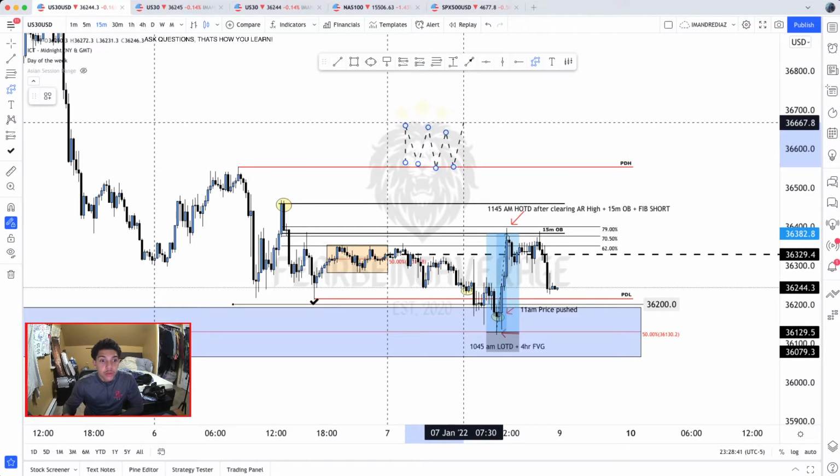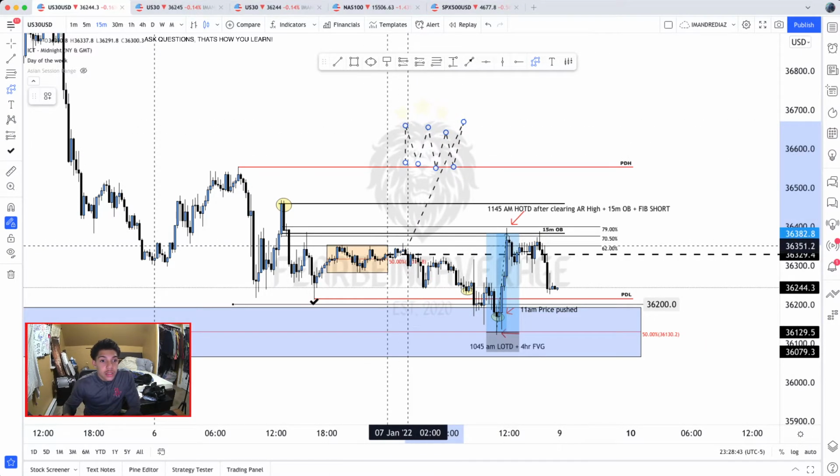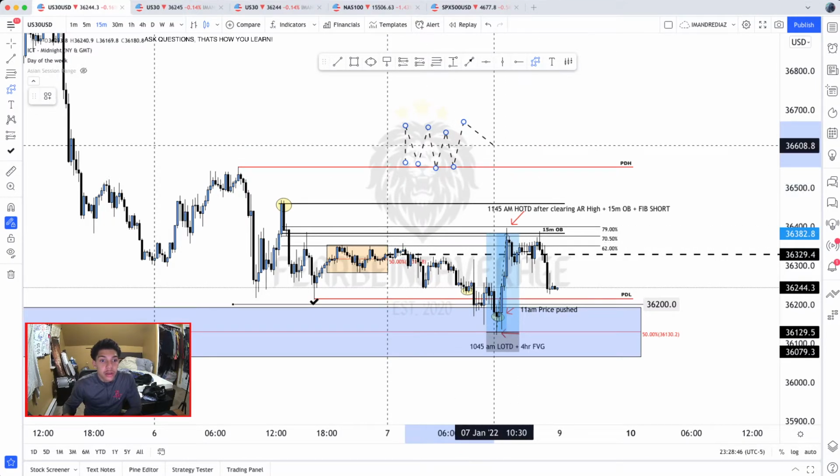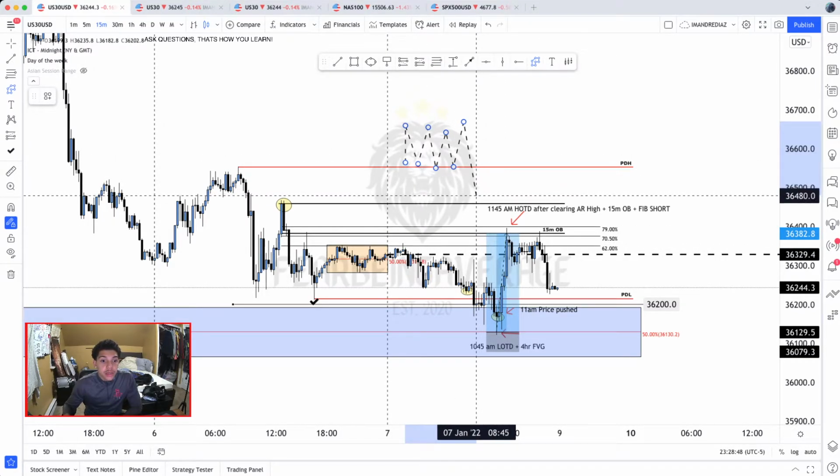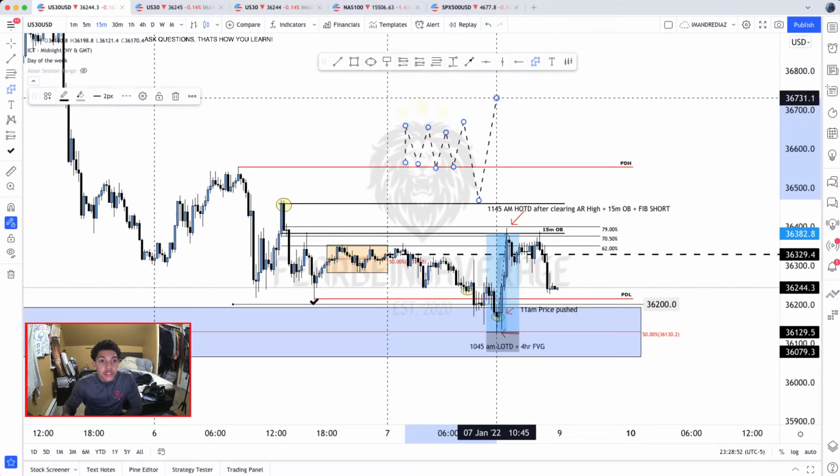Price pushed up during the London session, cleared the high, just like this. Barely cleared it, but it did clear it. Then from there, that's when price came all the way down, cleared the lows, cleared the previous day's low, then had that expansion to the top side.